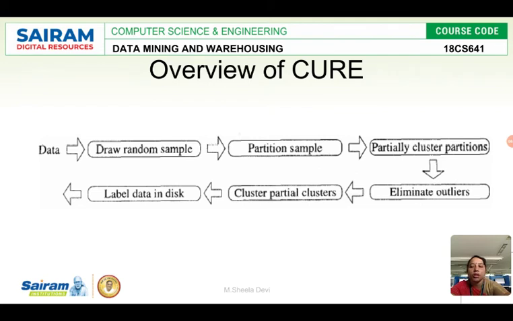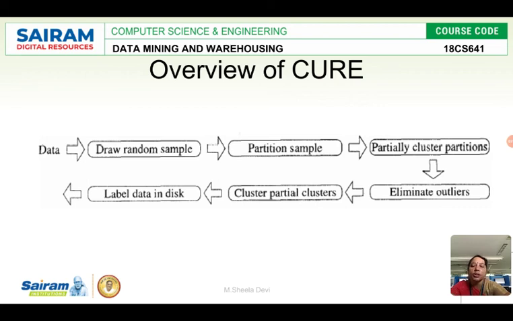This is the data. When the data is the input, we have to draw a random sample, and then partition the sample. So if you have 500 data items in the database, from that you take 50 data items as a random sample. That 50 you are going to partition into 5 partitions, and every partition should be clustered. Then in that cluster, we are going to eliminate the outliers. Then cluster the partial clusters. Again cluster the partially clustered things. And after clustering everything, you will be labeling the data on the disk.